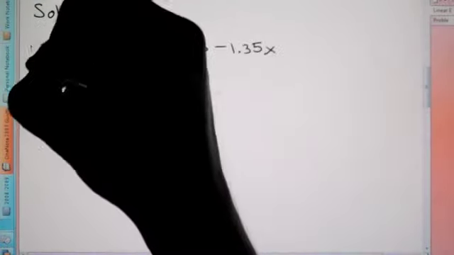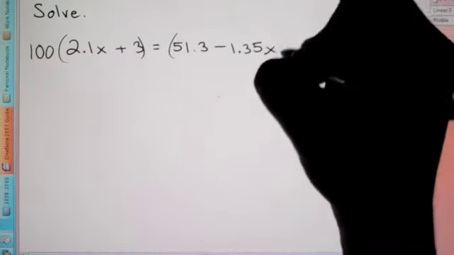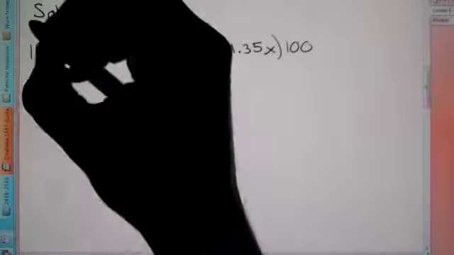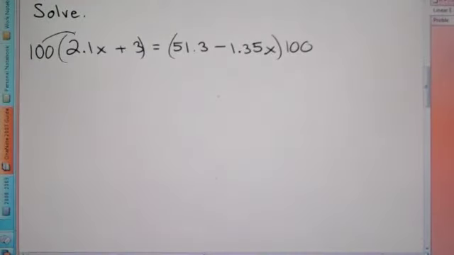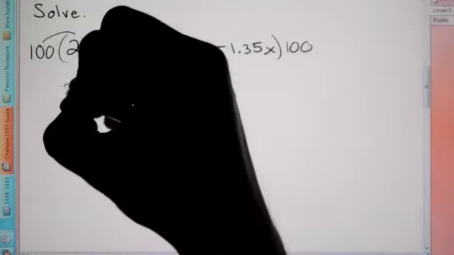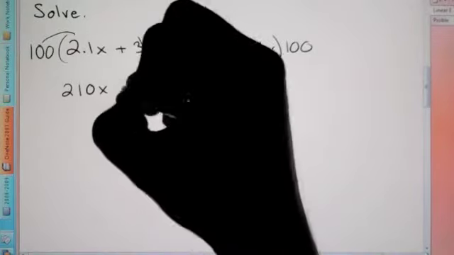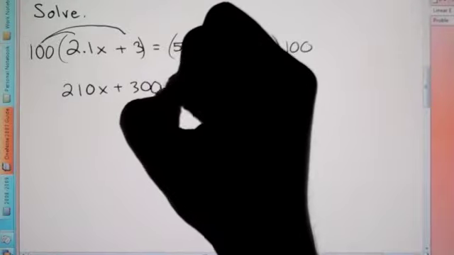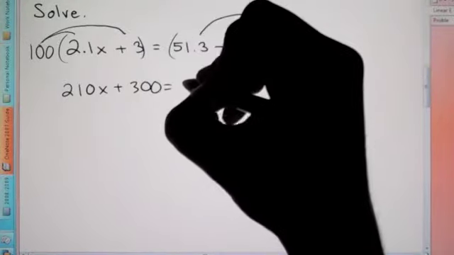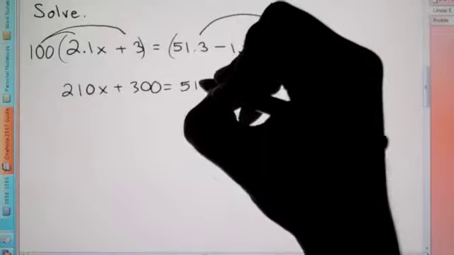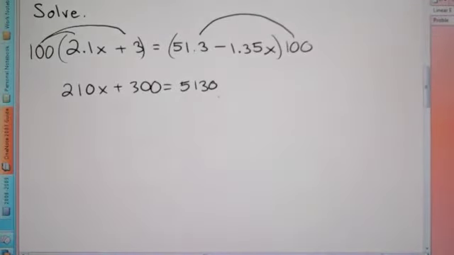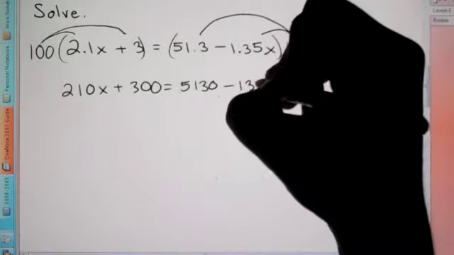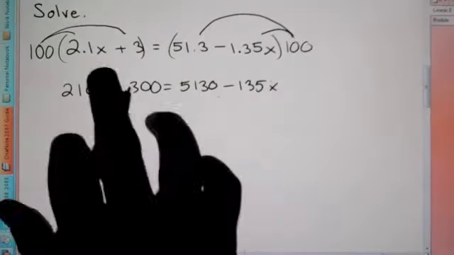So we're going to multiply this by 100, and you multiply this by 100. Now 100 times 2.1, you just move the decimal place over twice. So it becomes 210x plus 300 is equal to 5,130, big number, minus 135x.